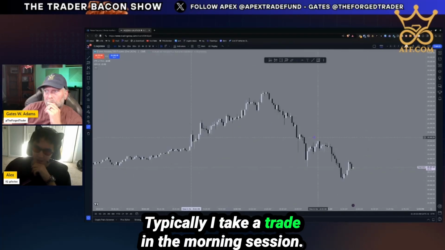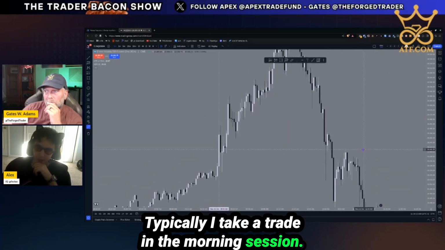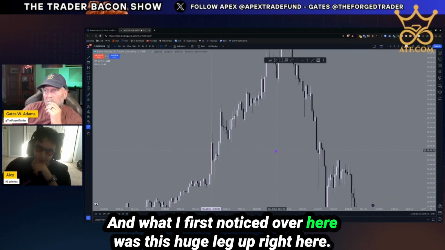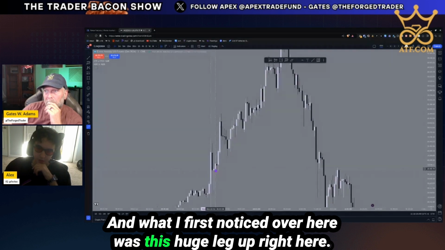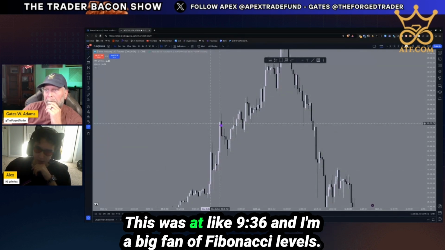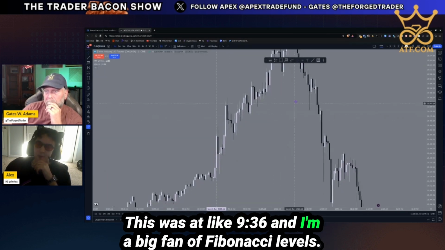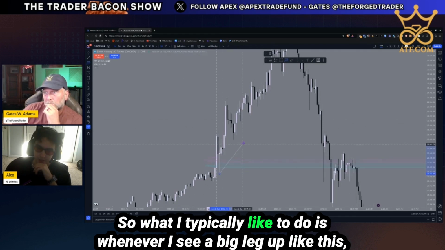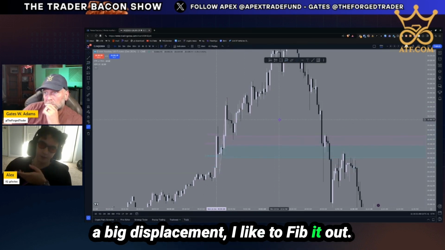Typically I take a trade in the morning session, and what I first noticed over here was this huge leg up right here. This was at like 936, and I'm a big fan of Fibonacci levels. So what I typically like to do is whenever I see a big leg up like this, a big displacement, I like to fib it out.